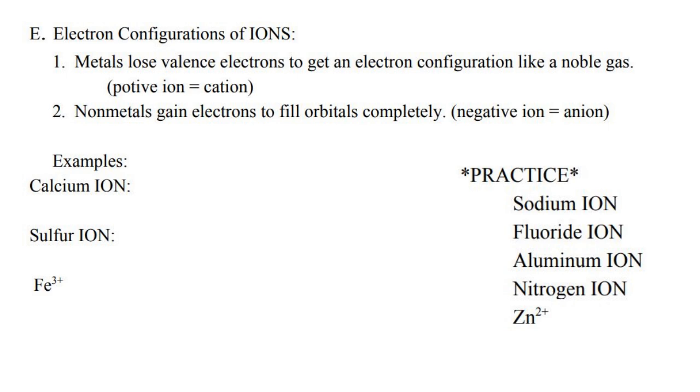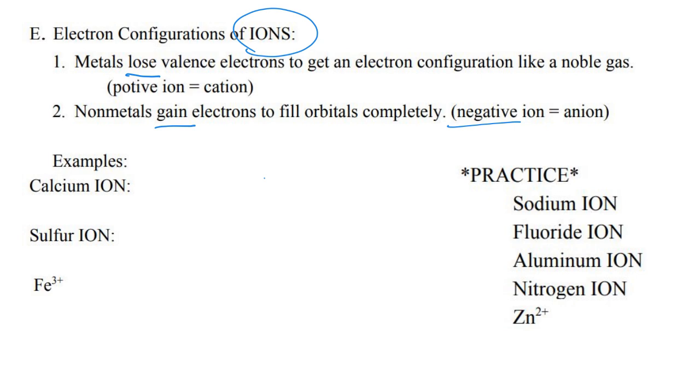So let's go ahead and talk about ions now. Ions are similar to our electron configurations for atoms, but when we're dealing with ions, we're talking about things that have either lost electrons or gained electrons. Anything that is a positive ion has lost valence electrons. Anything that has a negative charge has gained extra electrons.